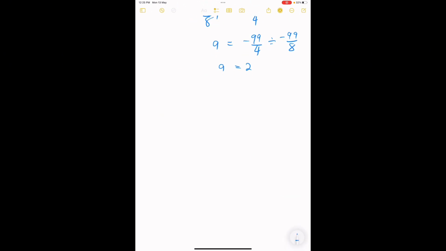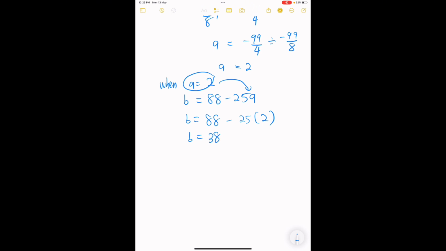So after you find the value of A, you need the value of B. So when A is equal to 2, B is equal to, you put inside the equation for B. So put A in B. So B is equal to 88 minus 25 times 2. So you will have 38 here. So A is 2, B is 38 for 4B. We move on to C.